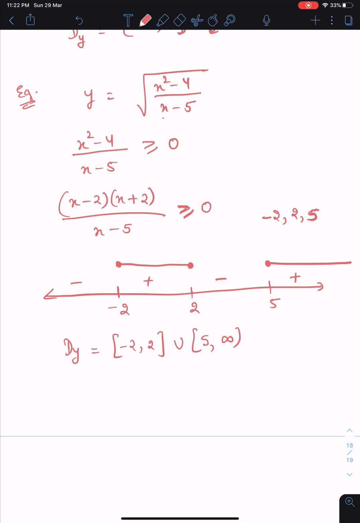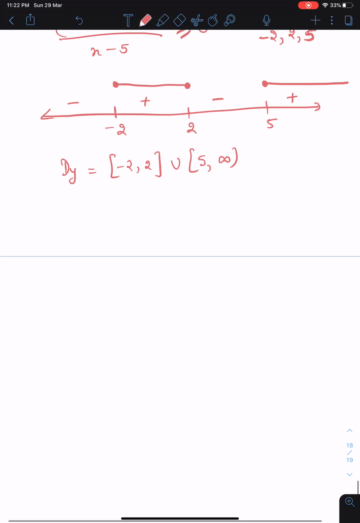I hope this is clear. If you have any doubt about how to solve the inequality, you can ask me in the comment section. Okay, let's take one more example.